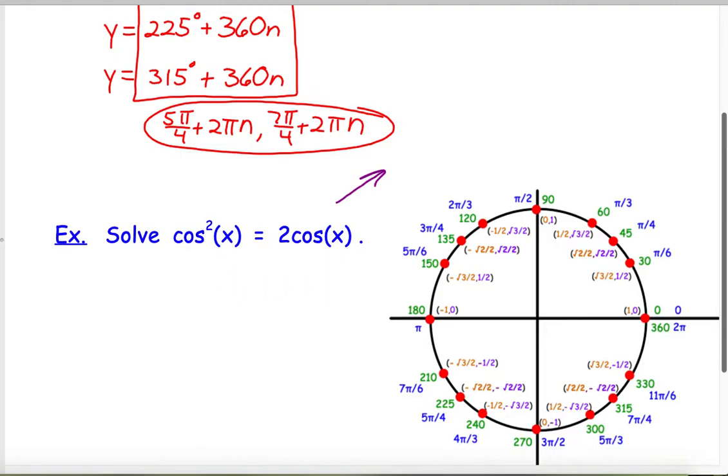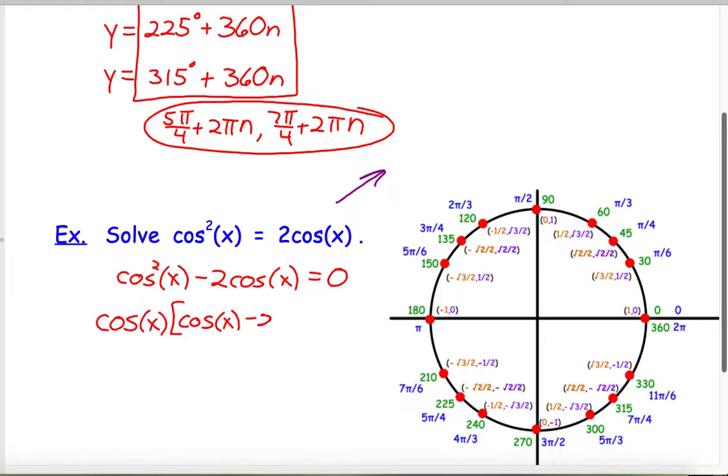So what you always want to do is get everything over to one side and then factor out. So I'm going to have cosine squared of x minus 2 cosine of x equals 0. And now I can use the zero product property. I can factor out a cosine, and then times a cosine minus 2. So I have two possibilities. The cosine of x is equal to 0, which I would have lost that potential solution had I divided both sides by cosine to start with. And then I also have cosine of x minus 2 equals 0, which means cosine of x equals 2.